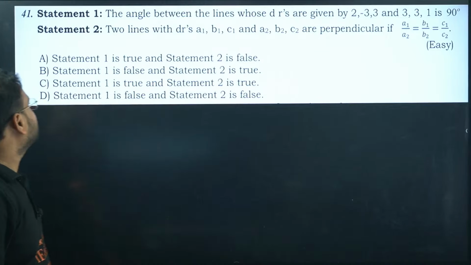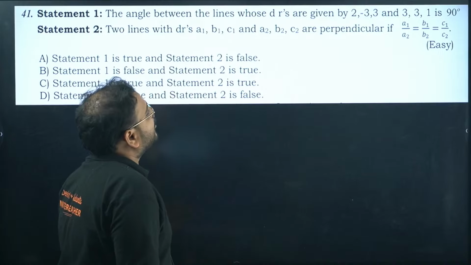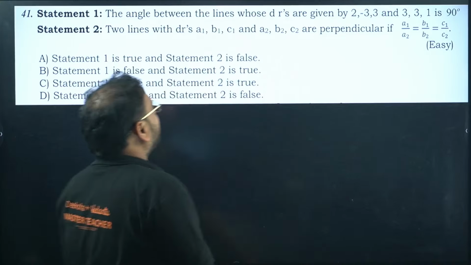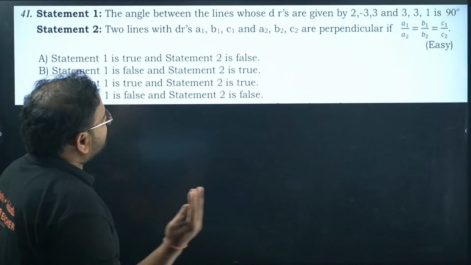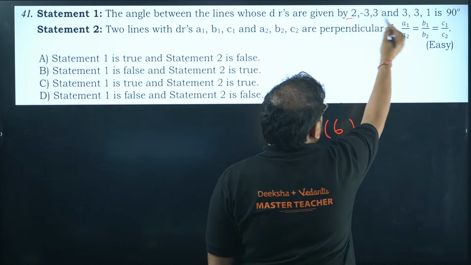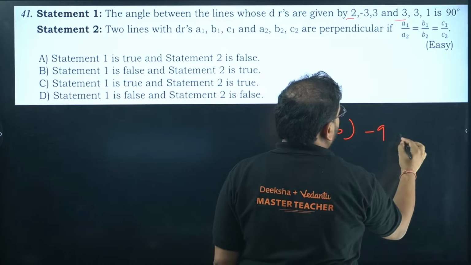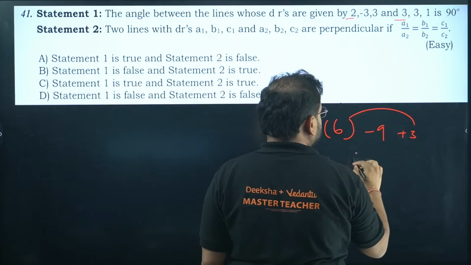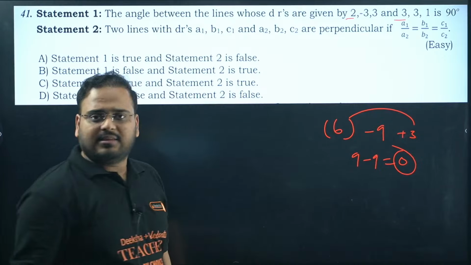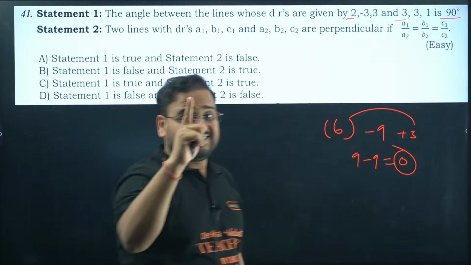Next one over here is 41. The angle between the lines whose DRs are given by 2, -3, 3 and 3, 3, 1 is 90 degrees. Let's check. The product should be what? 2 times 3 is 6, -3 times 3 is -9, and 3 times 1 is 3. 6 plus 3 is 9, 9 minus 9 is 0. Hence they are perpendicular in nature. Perpendicular means 90 degrees, so statement number 1 is correct.